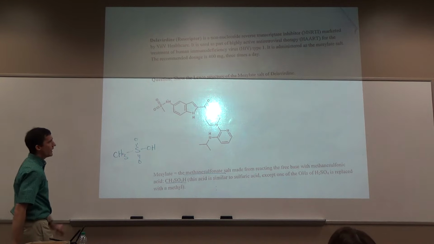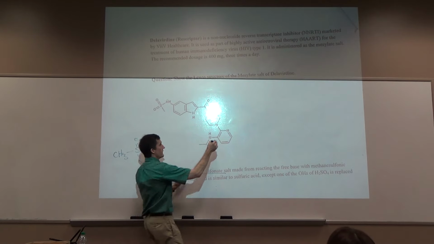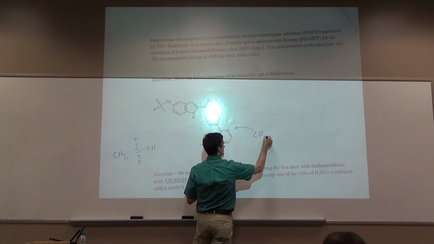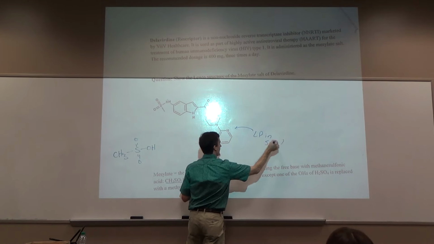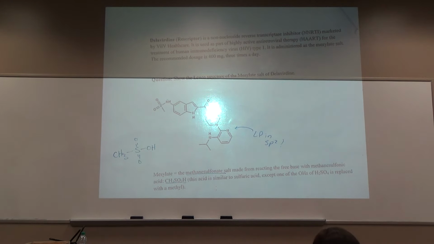What do you think? All the nitrogen lone pairs are in p orbitals, except for which one? There's only one that's not. This one right here. That's the only lone pair that's not in a p orbital. It's in an sp2. Every other nitrogen lone pair is in a p orbital. Any questions about that?